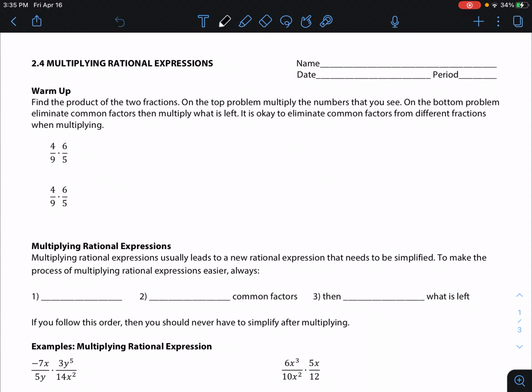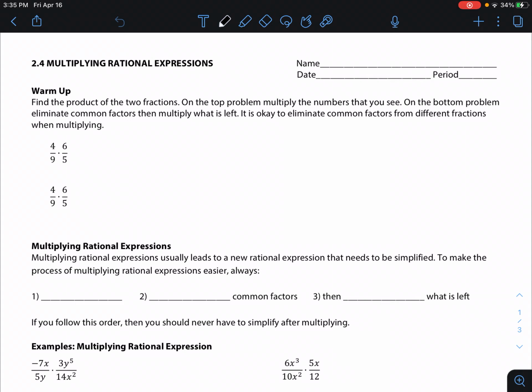Okay, so we'll warm up here. What I want you to do in this warm up, and you could try this on your own. You could pause the video and say, okay, I'm going to read through this and do this, and then restart the video. But I'm going to do it right now. So if you want to do it, you better pause it now. So what we're going to do is find the product of the two fractions that we have here.